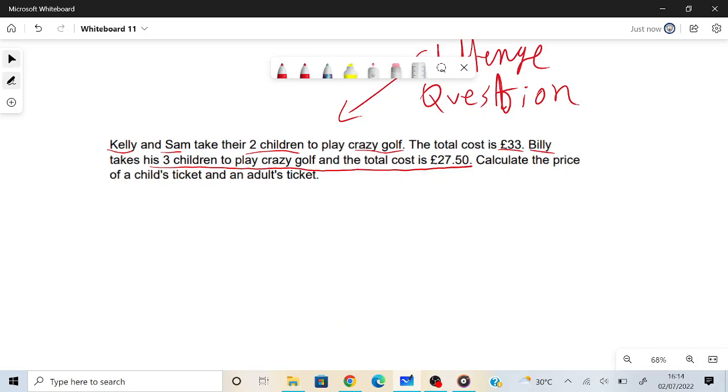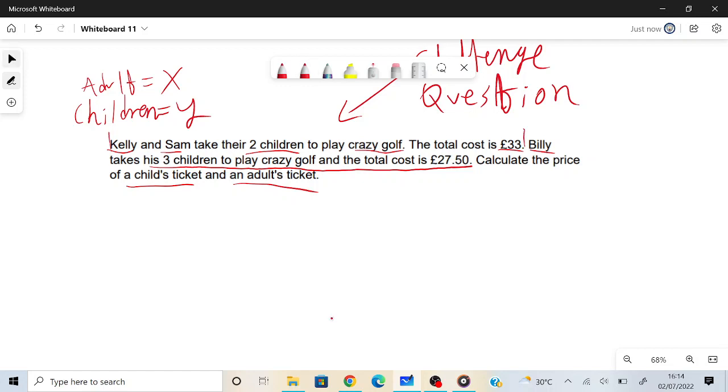Calculate the price of a child's ticket and an adult's ticket. Right, so in this question we have adults and children. So let's do this. Let's represent adult by x. So let's say adult is x and children is y. Now let's look at the first part of the question. That's from here to here.